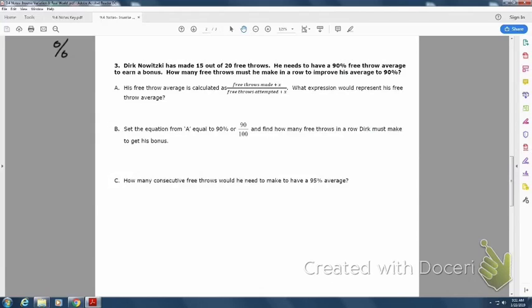Okay, so right now he's at 15 over 20. Okay, free throws made over free throws attempted. That's how the percentage is calculated.